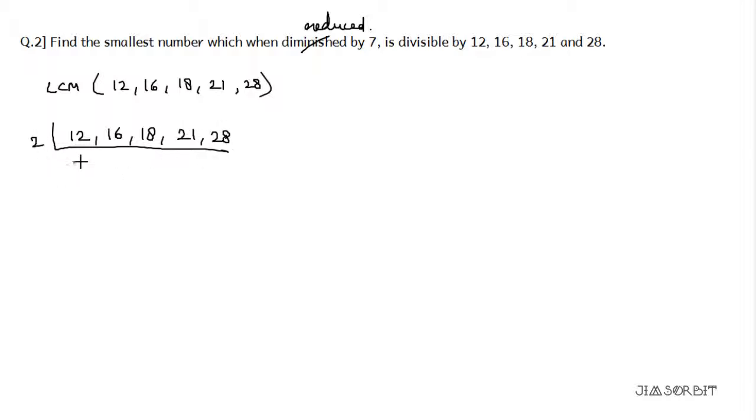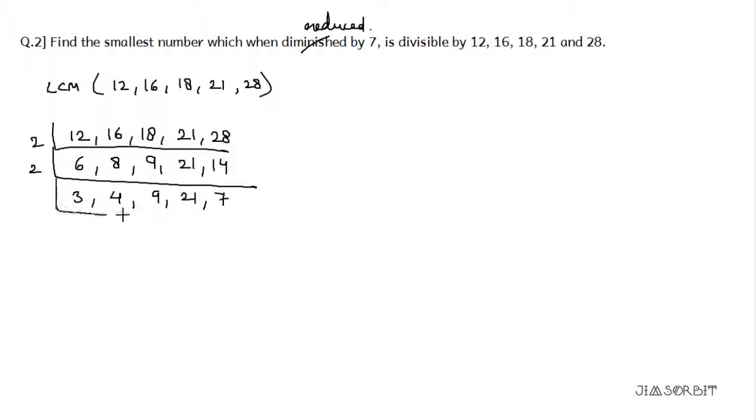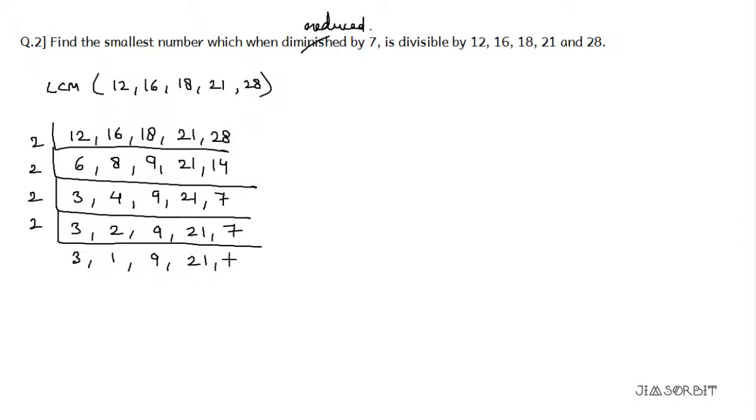So 12, 16, 18, 21 and 28. So we will get 2 6s are 12, 8, 9, 21 and 14. Okay, let us do the next one. 6, 4, 8, 9, 21 and 7. Now 2 will work here. It's still 3, 2, 9. All the numbers are just copy pasted because 2 can only divide just this, nothing else. Okay, so we will have this.